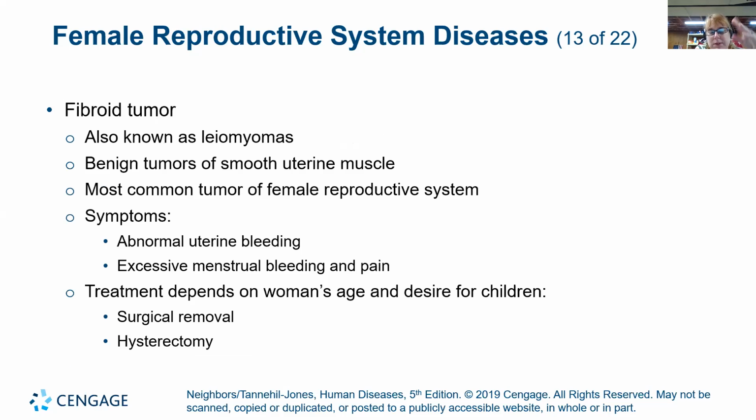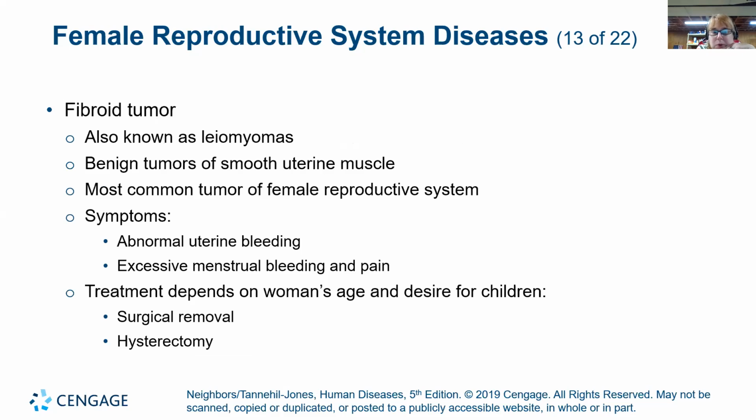Fibroid tumors are different than uterine cysts, okay? These are also known as leiomyomas. It's a benign tumor of the smooth uterine muscle. So we are now in the uterus, okay? It's the most common tumor of the reproductive system. So it is occurring within the actual uterus, okay?